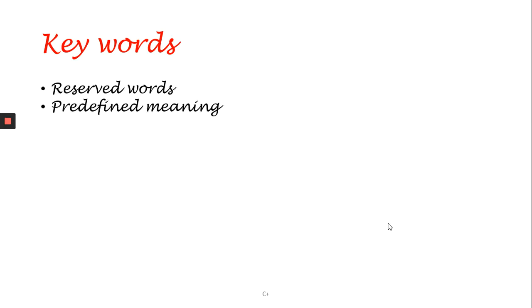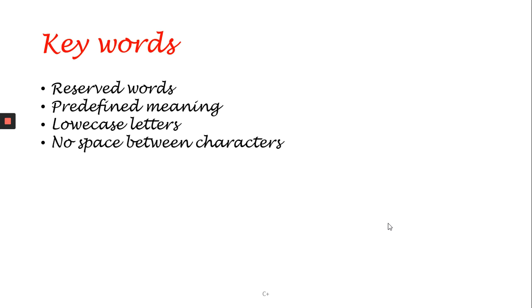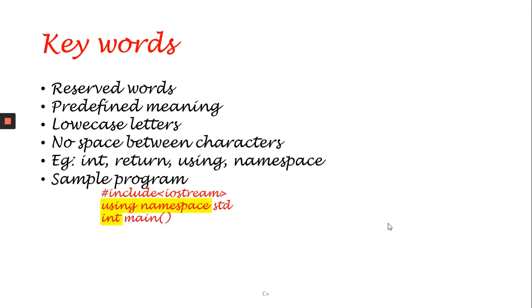Now we are moving on to keywords. Keywords are reserved words created using the character set. They have predefined meaning. They are all written in lowercase letters and there is no space in between the characters. Example, int. Let us consider the sample program that we have discussed earlier.